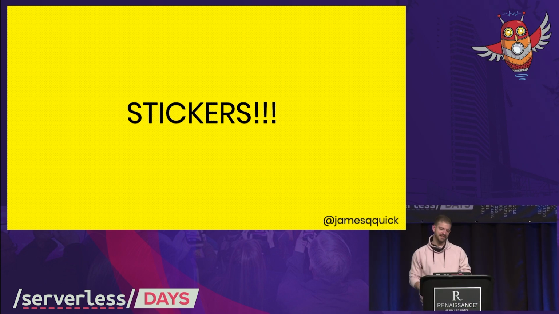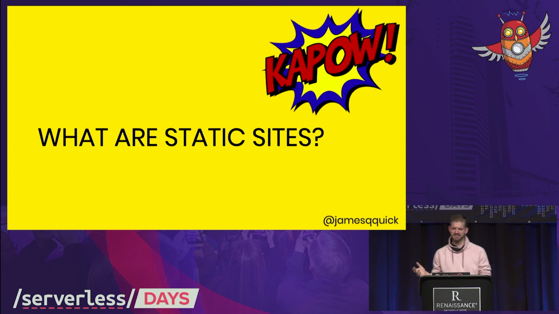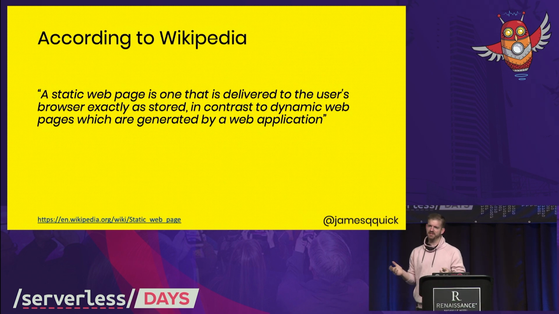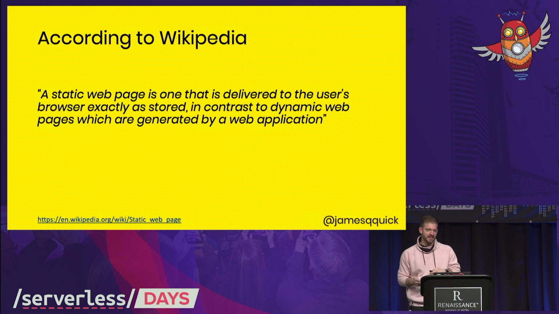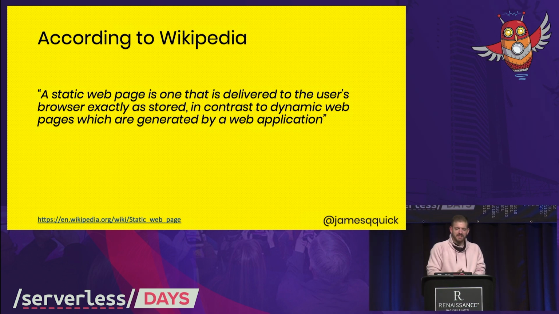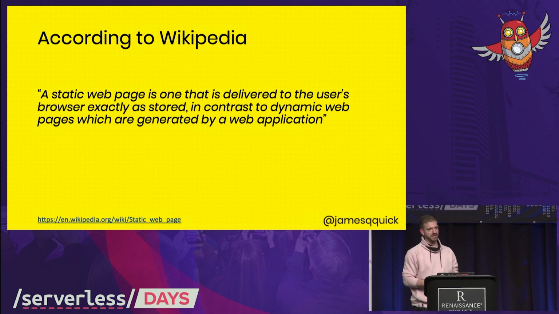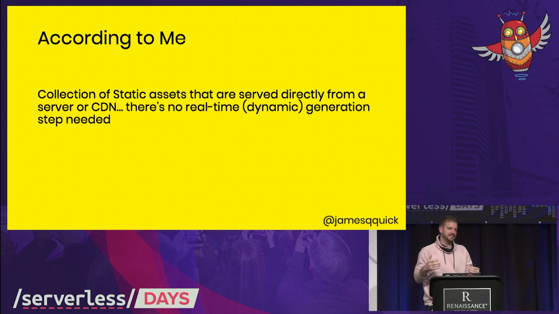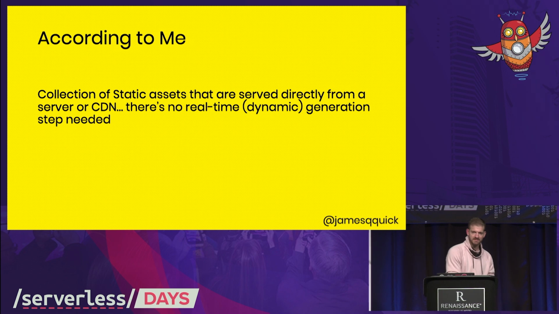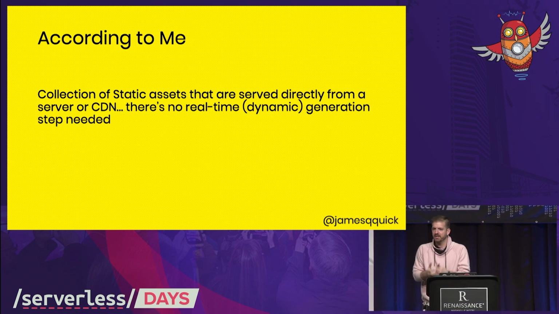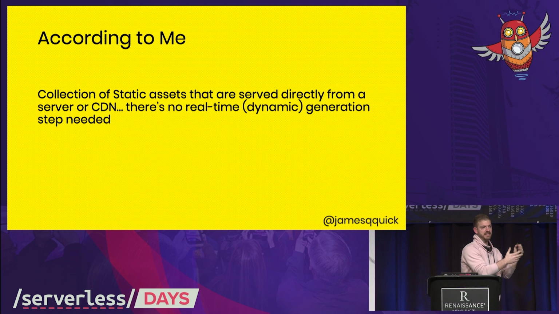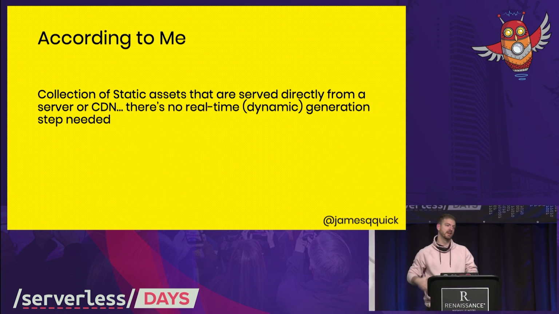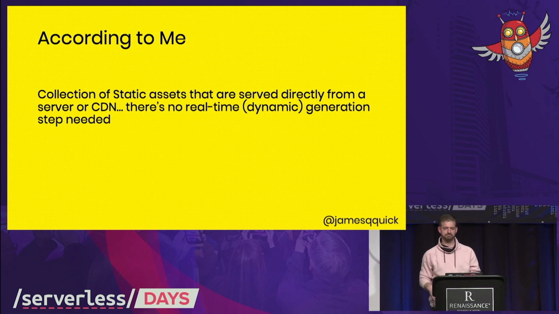But all of that said, let's start out by talking about what static sites are. According to Wikipedia, the source of all truth, a static web page is one that is delivered to the user's browser exactly as stored, in contrast to dynamic web pages, which are generated by a web application. In my mind, a static site is basically just anything that you can host on a CDN, content delivery network. You can have a collection of files, throw them up on a CDN, and those files just get served directly to the user when they request that site. That's my definition of what that is.